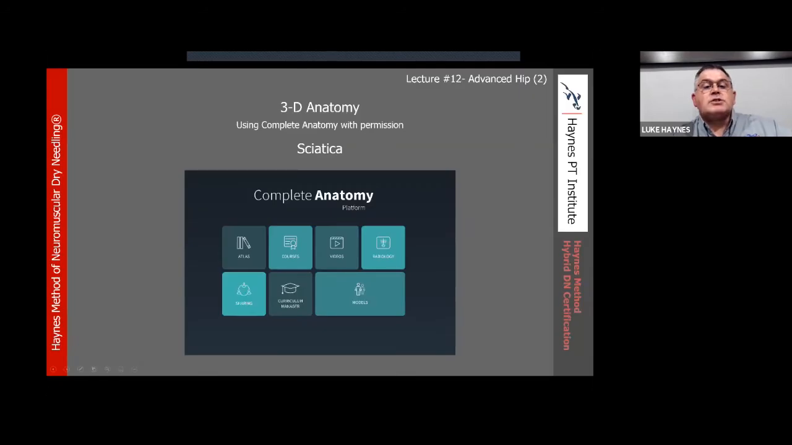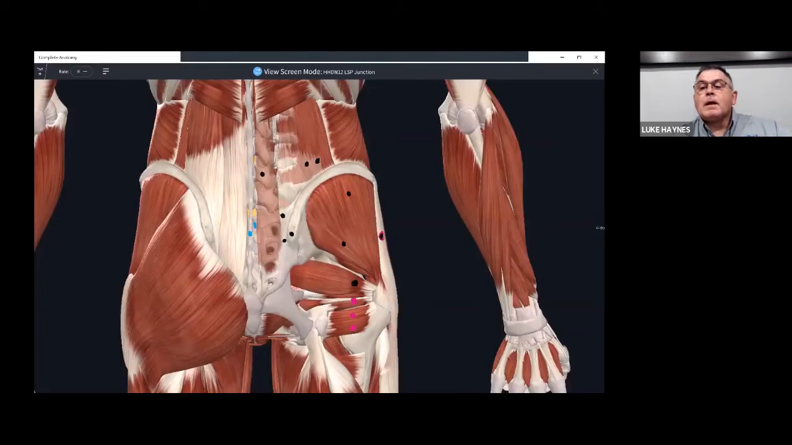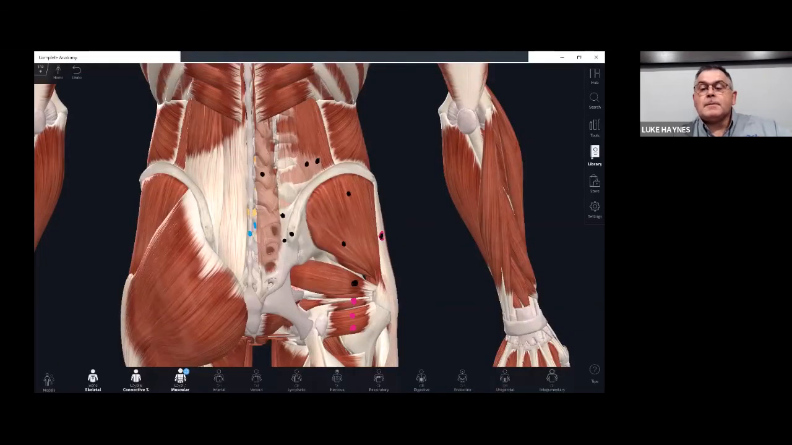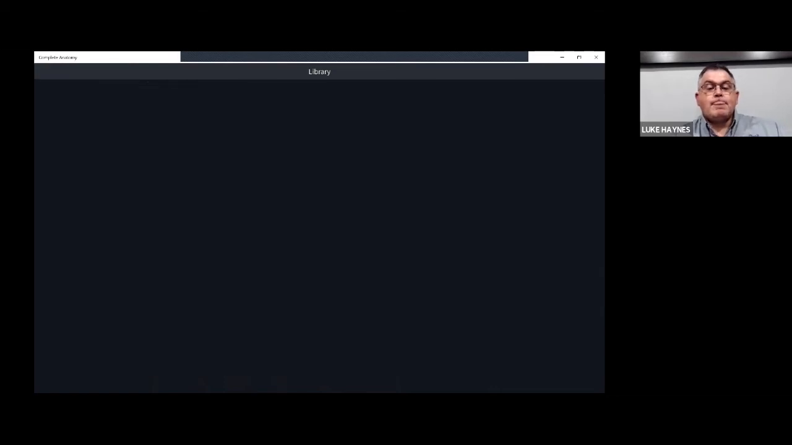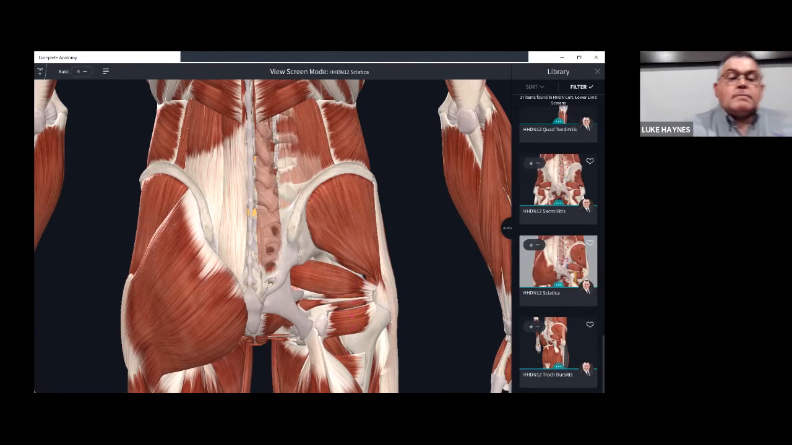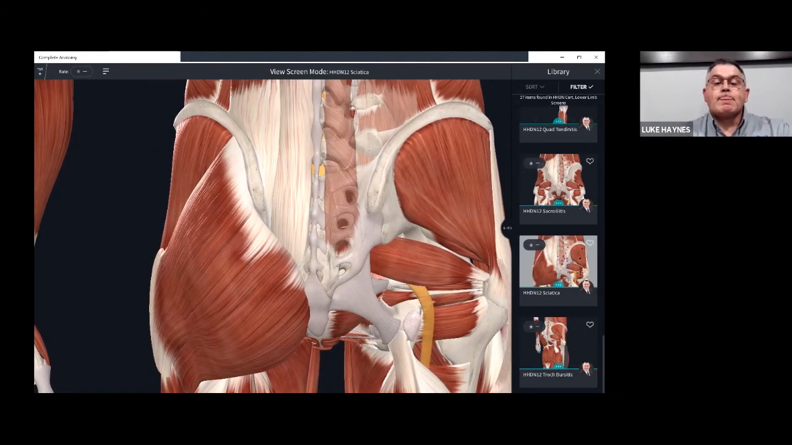So for that, let's jump on to sciatica. Forgot what I was doing for a moment.